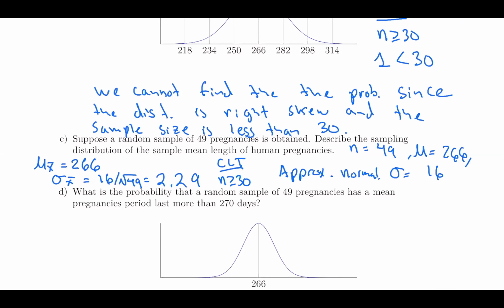Because if you apply the central limit theorem and the condition does pass, then what you have to say is approximately normal, not normally distributed. You only say it's normally distributed if the parent distribution is normal. All right. Everybody good on C? So for C, we say mu of x bar is 266, sigma of x bar is 16 divided by the square root of 49, and we say that it is approximately normal. So let's do D.